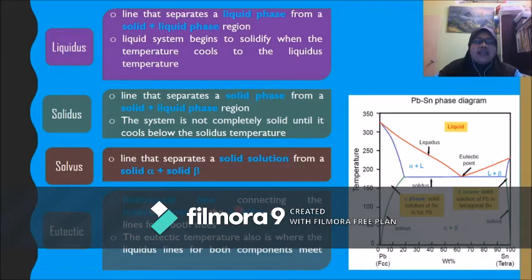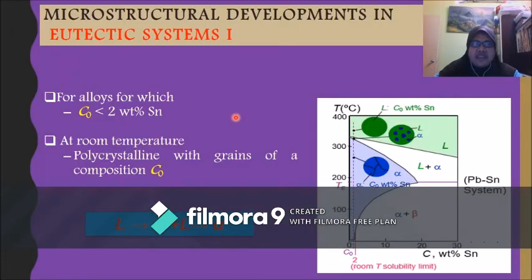Eutectic is the horizontal line connecting the intersection of the solidus and solvus from both sides. The eutectic temperature is also where the liquidus lines for both components meet. Next slide is the microstructural developments in eutectic system 1.